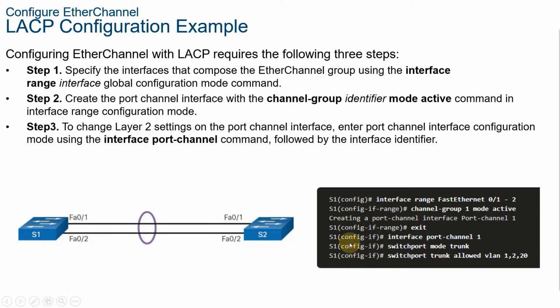Now in this example, S1 is configured with an LACP EtherChannel. So the port channel is configured as trunk, okay, with the allowed VLANs specified here. Something like switchport trunk allowed vlan 1, 2, and 20.